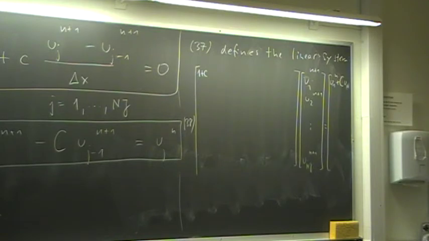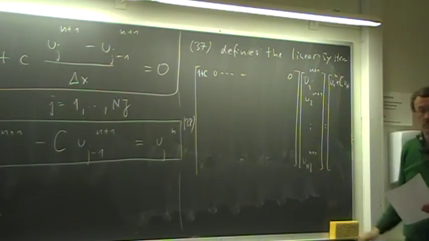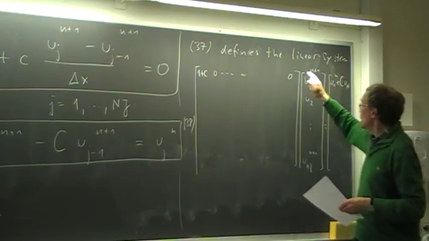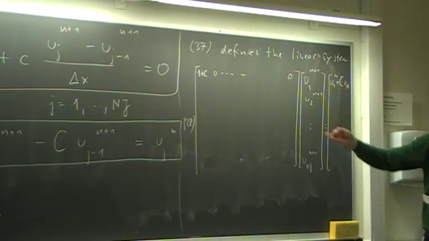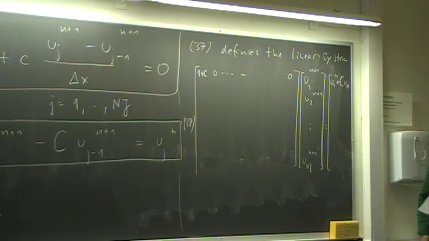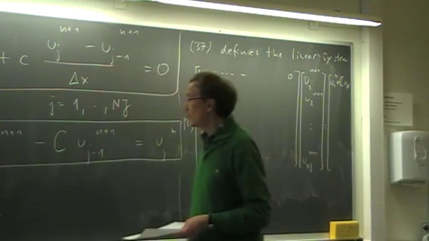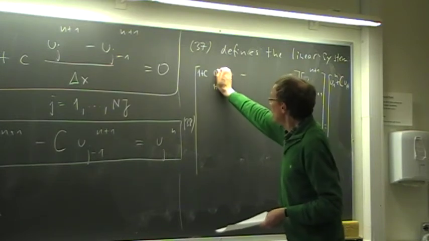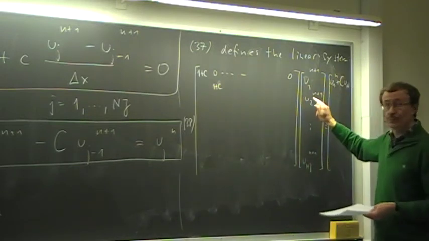So then we have, and the rest is 0. So this is all 0. Then we have to interpret this as this times this plus 0 is equal to this. That is what this equation says for j equal to 1. For j equal to 2, we get again this, but that is now getting in the diagonal here. 1 plus c will be here, because it has to multiply the u_2.